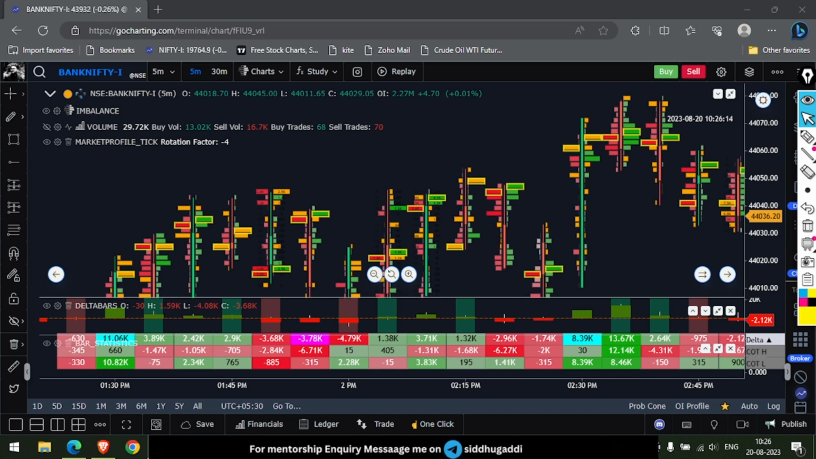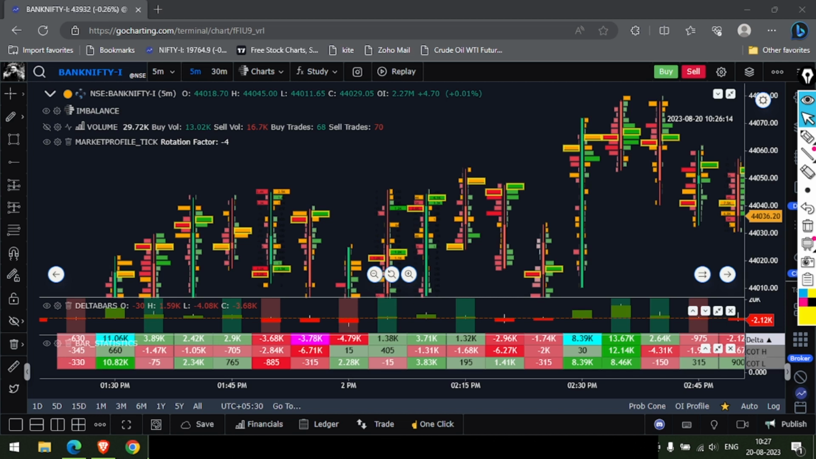I think they started around 2015 and 2016, providing only the volume profile and market profile. From then I have been using GoCharting. I have seen their evolution. They have implemented lots of things here. They have done a very great job.